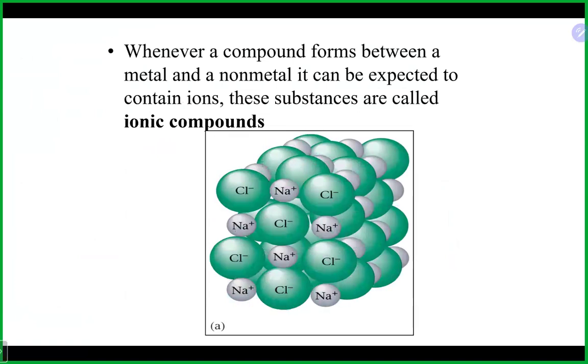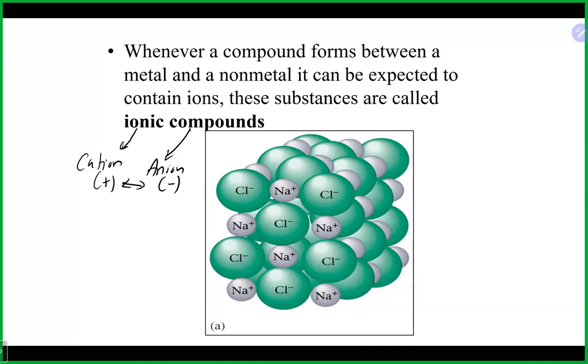This is what an ionic compound looks like. When we have an ionic compound, it typically consists of two things. It consists of a cation that is positively charged. It also consists of an anion that is negatively charged. And again, it is that opposite attraction which holds them together.